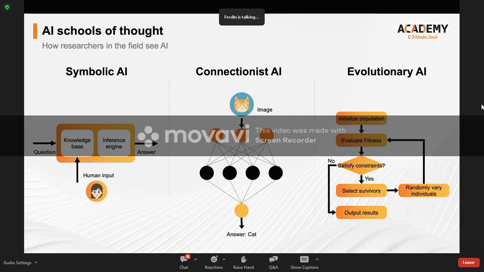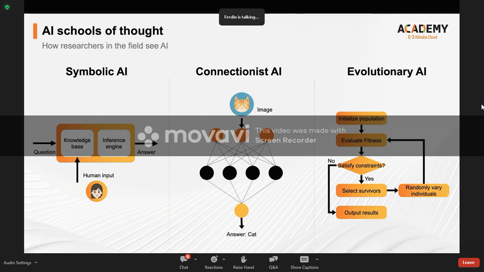So we have three basic thoughts on AI. They are symbolic AI, connectionist AI, and evolutionary AI. In symbolic AI, we feed the questions into the knowledge base, and then we get the human input for that. Based on that question and the human input, we have an inference engine which will create the output. That's how the output or answer is obtained for symbolic AI.